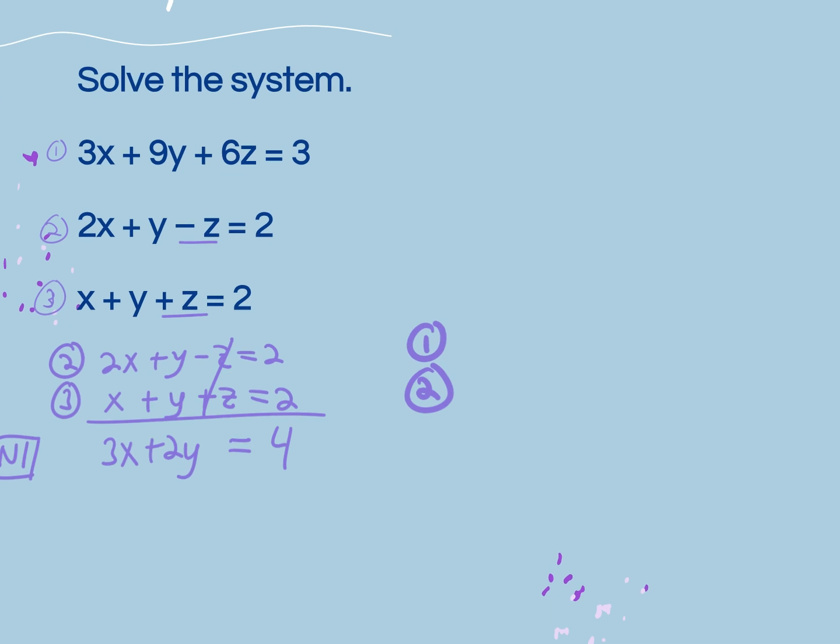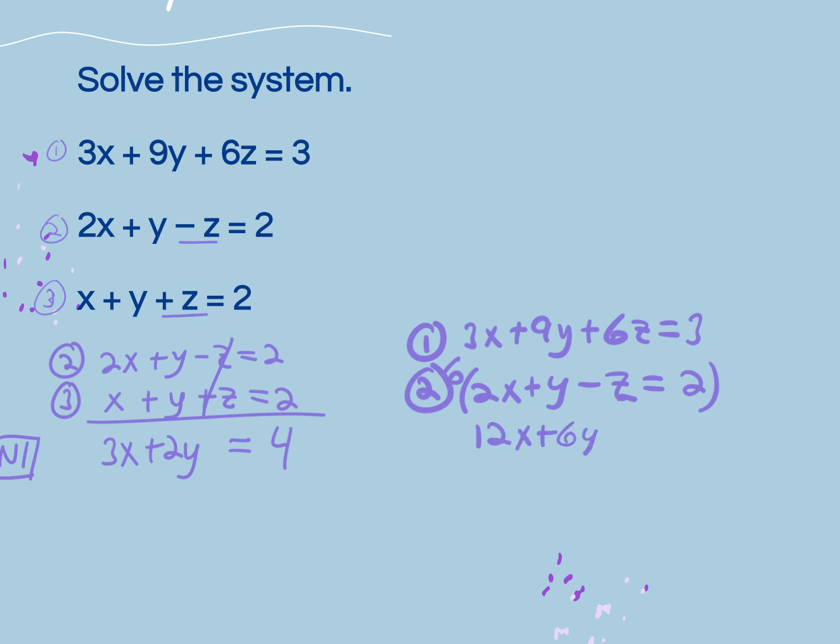Right, so if you do 1 and 2, we have 3x plus 9y plus 6z equals 3. And then equation 2 is 2x plus y minus z equals 2. How can I get those z's to cancel out? Good, right? Multiply the bottom one by 6. And then when you do that, we get 12x plus 6y minus 6z equals 12. And then we can ignore this now. We don't really need that anymore.